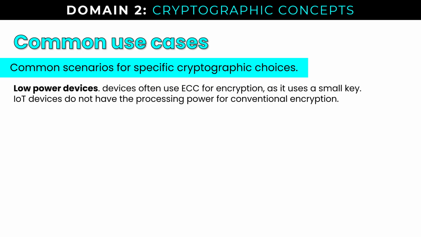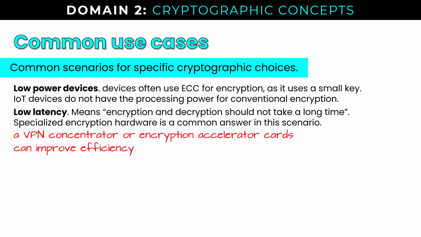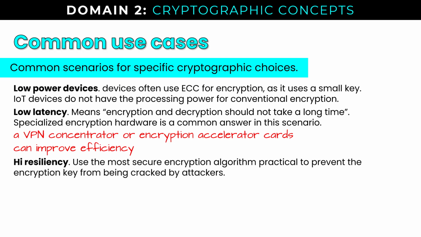So low power devices often use elliptic curve, ECC, for encryption as it uses a small key. IoT devices don't have the processing power for conventional encryption, generally speaking. Low latency means encryption and decryption should not take a long time. Specialized encryption hardware is a common answer in low latency scenarios. A VPN concentrator or an encryption accelerator card can improve efficiency in low latency scenarios.